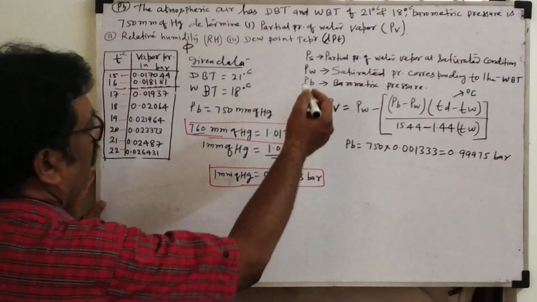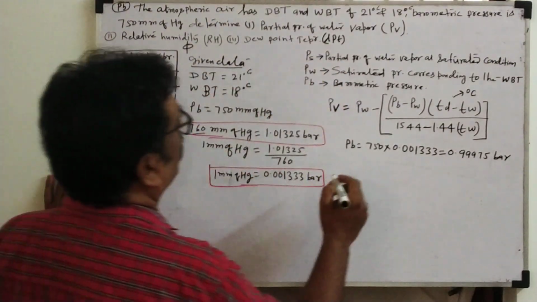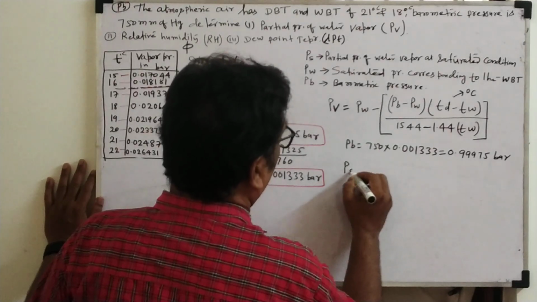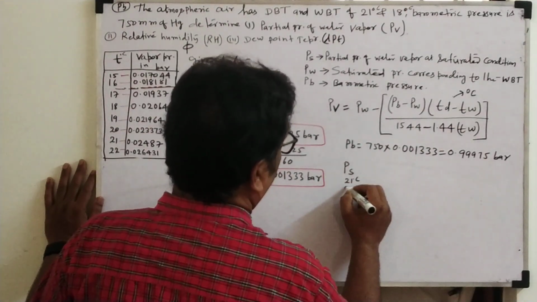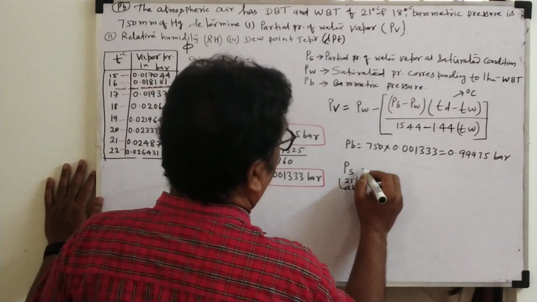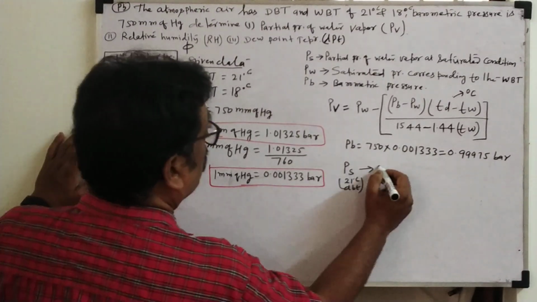Now the PS and PW values we will get from the corresponding temperatures. So how will we get the PS value? At 21 degrees Celsius, that means from the dry bulb temperature, the PS value will come from the table. At 21, what is the value?